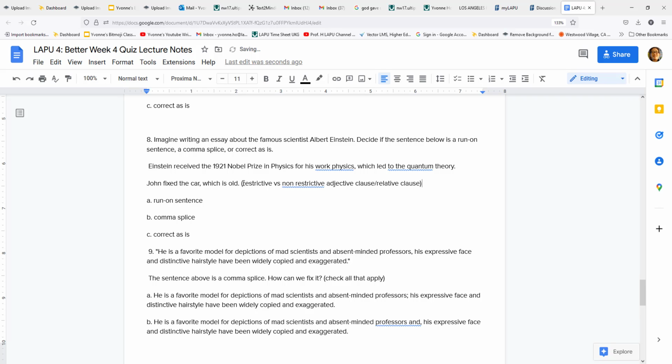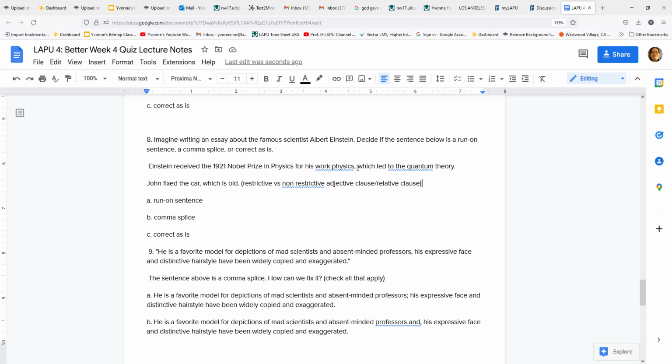Why is it known as an adjective clause? Because which is old describes the car, which is the same thing as John fixed the old car. John fixed the car, which is old. It's the same thing. And so if you want to learn more about how to use commas with which, then you can look up restrictive versus non-restrictive adjective or relative clauses. But that's basically what they're asking you here.